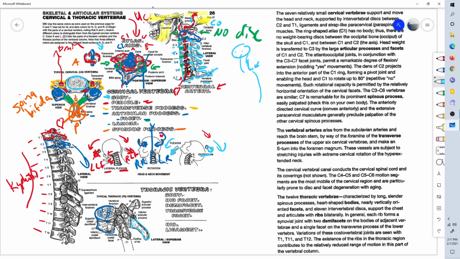And of course, they are fused together. We have the wings. These are the transverse process. Here, this is the transverse process. Big bump coming out of the side of the vertebra. Here's the transverse process.